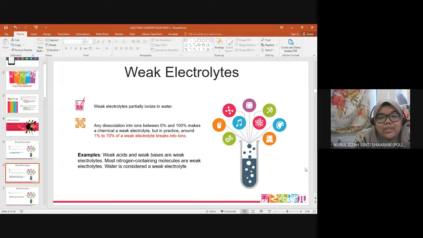So the concentration of ions that dissociate, only 1 to 10%, will break into ions. So weak acids and weak bases are weak electrolytes. Most nitrogen-containing molecules are weak electrolytes. Water is also considered a weak electrolyte. Later on, I'm going to show you the list of examples for strong, weak and also non-electrolytes.